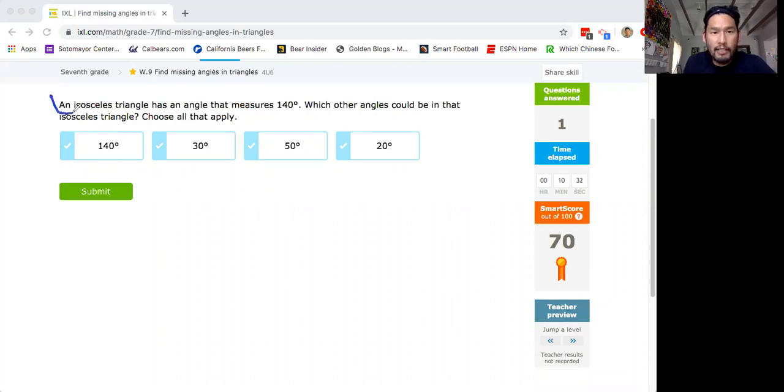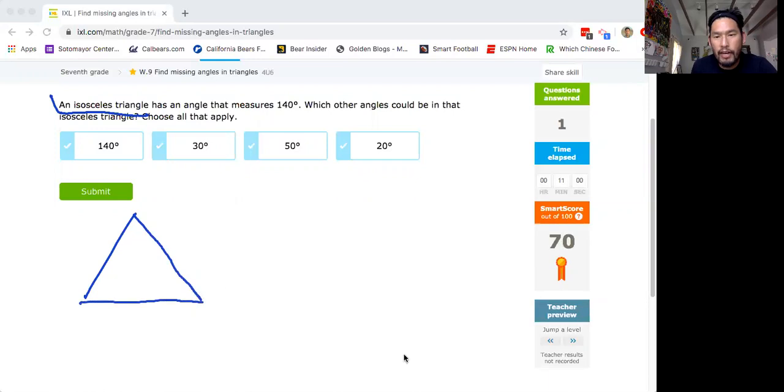This is an isosceles triangle has an angle that measures 140 degrees. Which other angles could be in that isosceles triangle? Choose all that apply. So first thing you've got to remember is, what is an isosceles triangle? An isosceles triangle is one that has two equal angles. Two angles of the same measure.